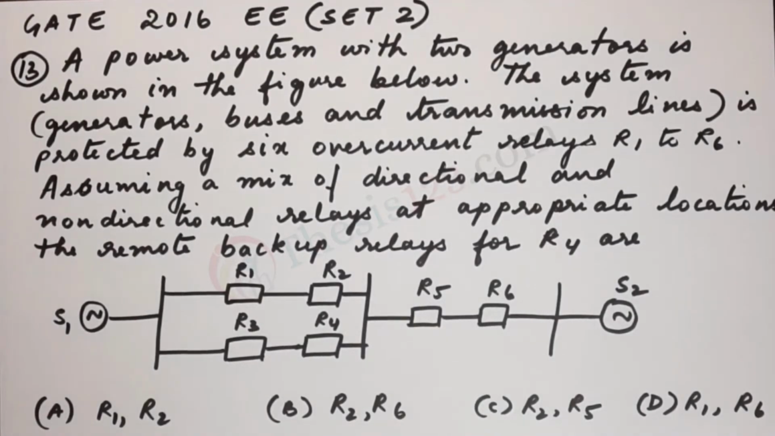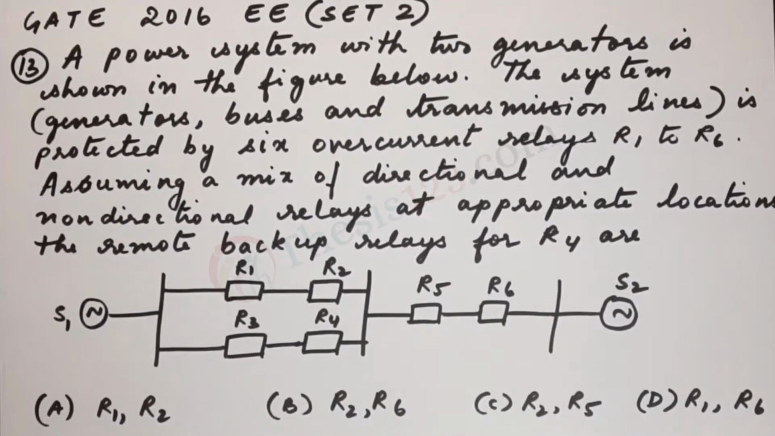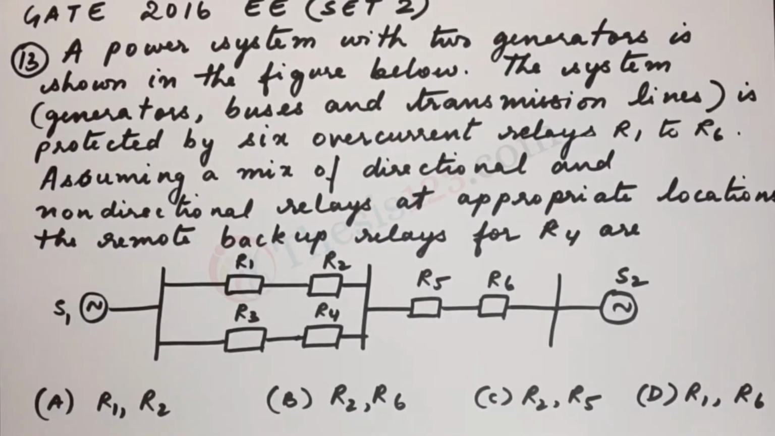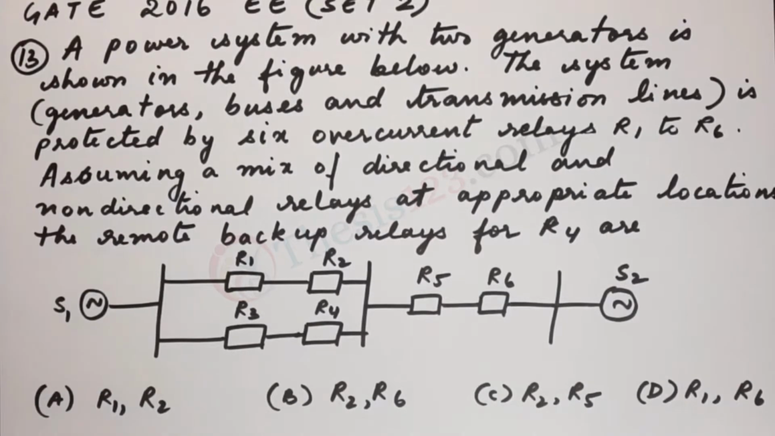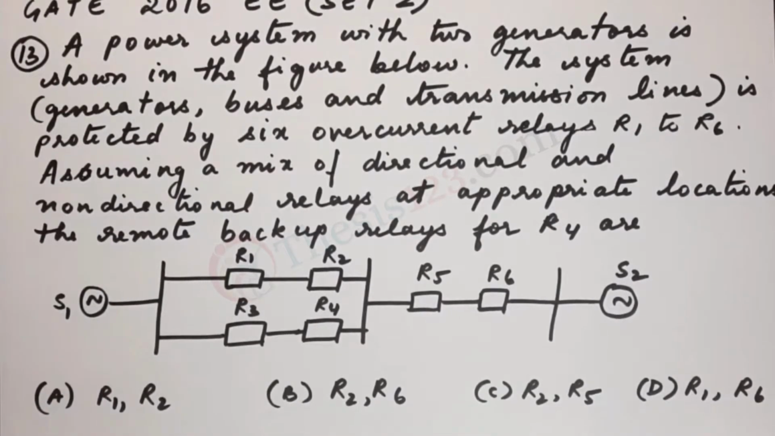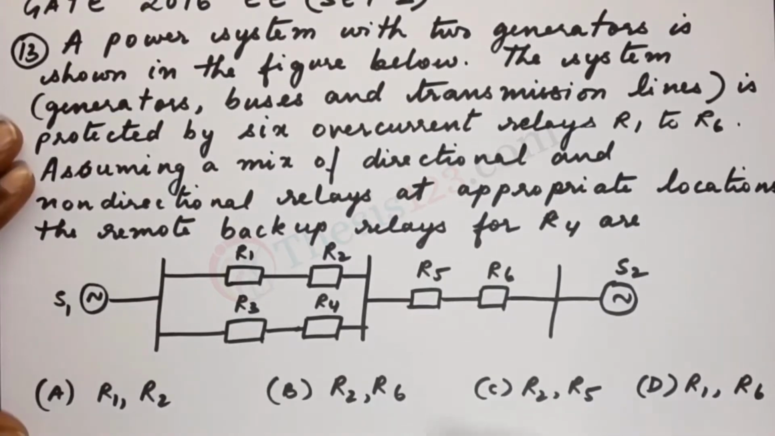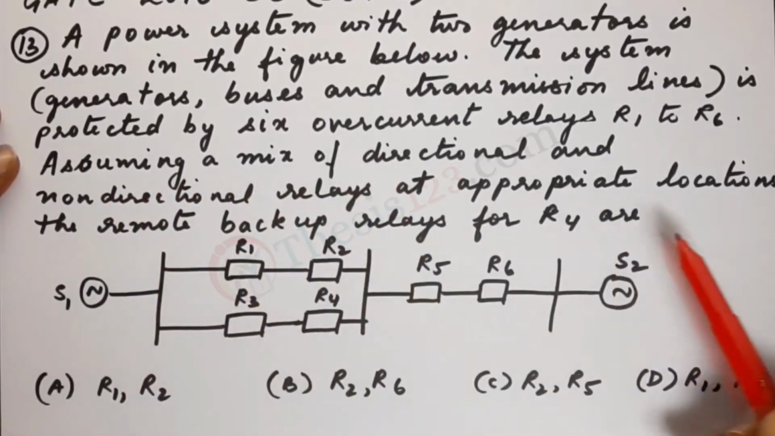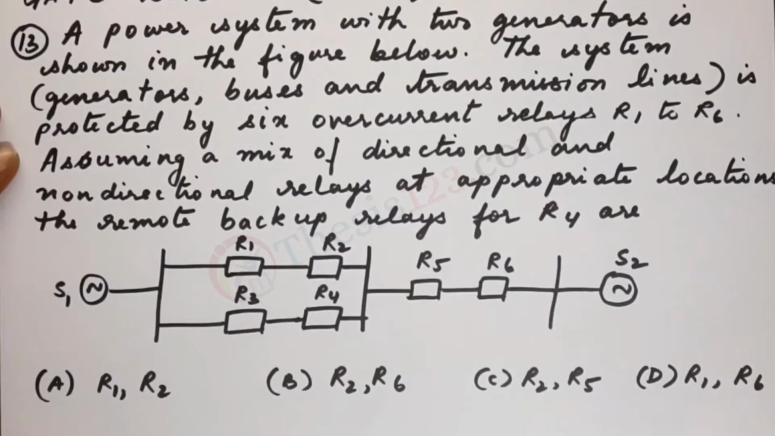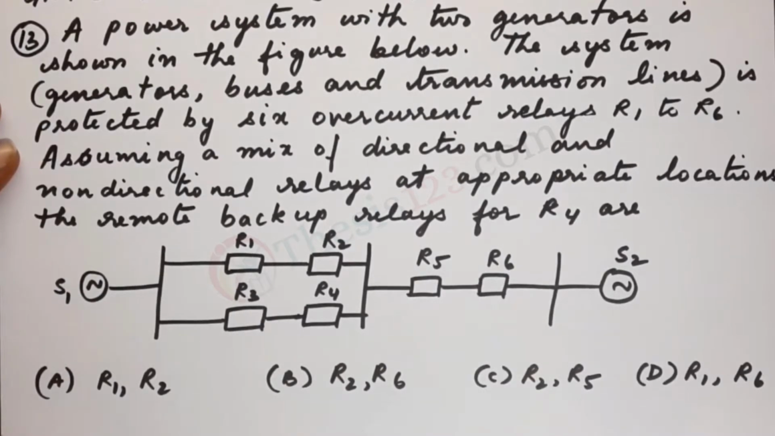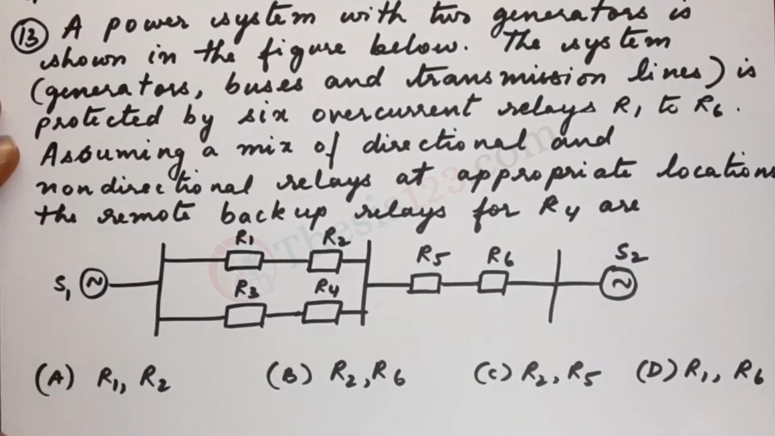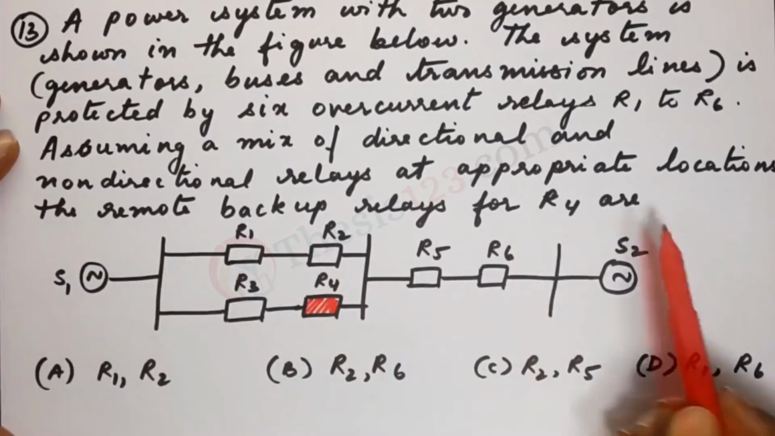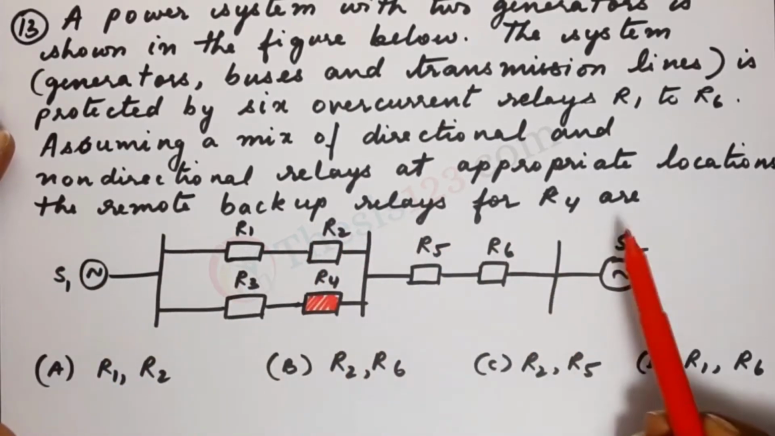Here's the next question, number 13. A power system with two generators is shown in the figure below. The system that consists of generators, buses and transmission lines is protected by 6 overcurrent relays R1 to R6. So we have here R1, R2, R3, R4, R5, R6. Assuming a mix of directional and non-directional relays at appropriate locations, the remote backup relays for R4 are. So we have to take R4 into consideration.